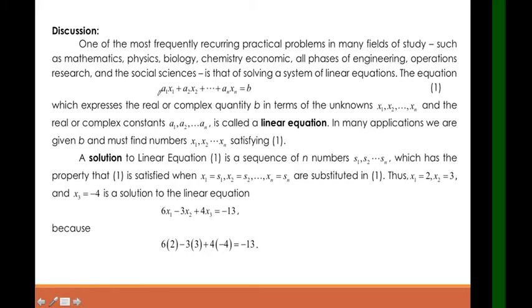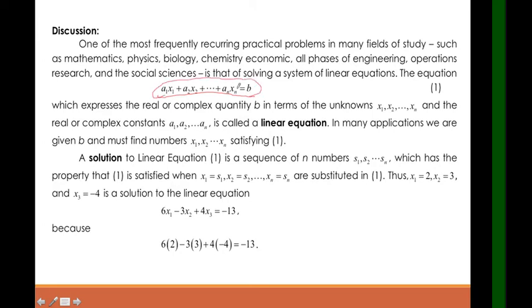a sub 1 x sub 1 plus a sub 2 x sub 2 plus ellipsis plus a sub n x sub n is equal to b, which expresses the real or complex quantity b in terms of the unknowns x sub 1, x sub 2, ellipsis up to x sub n, and the real or complex constant numbers a sub 1, a sub 2, ellipsis up to a sub n. This is what we call a linear equation.